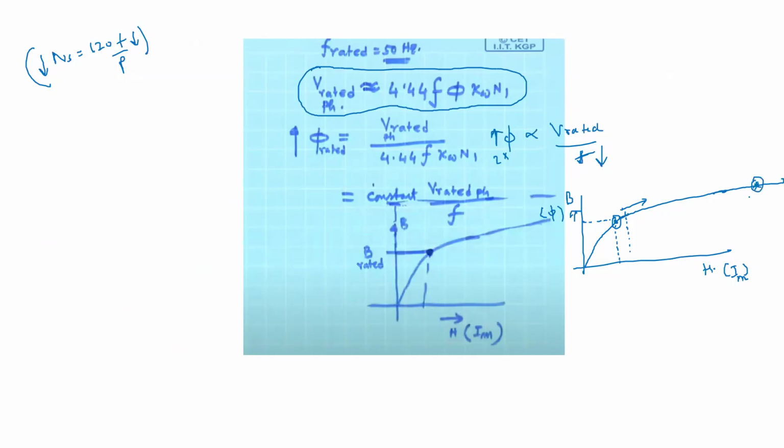But for that particular value, double the value of phi, the magnetizing current which will be drawn will be at least 10 to 20 times. Okay, so this will damage the windings. So that is why, when we want to reduce the frequency for reducing the synchronous speed, we reduce the rated voltage also along with it, such that V by F is kept constant. Okay.